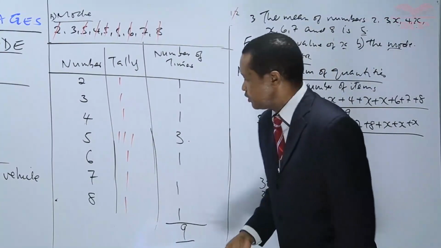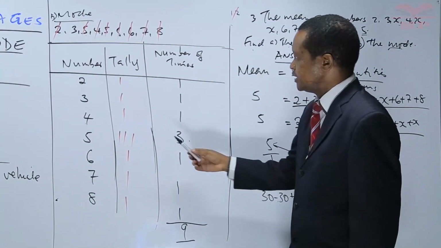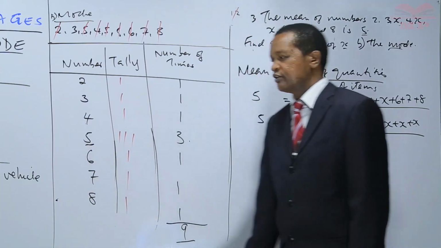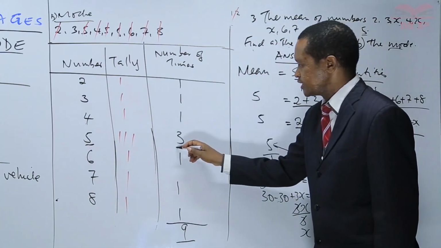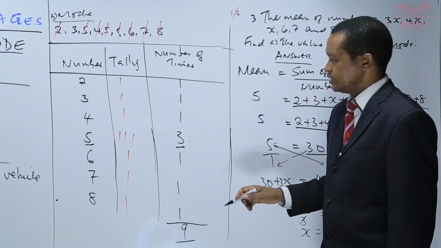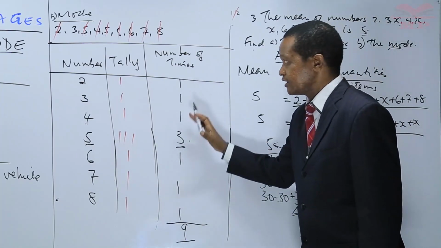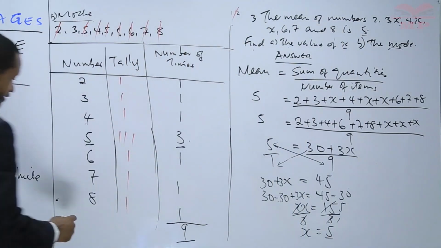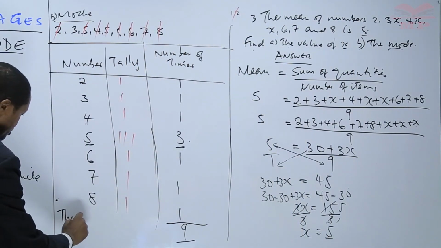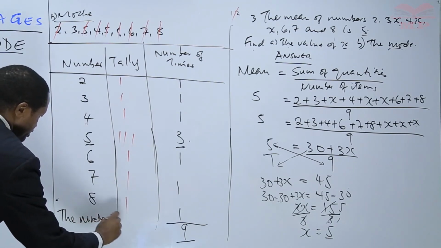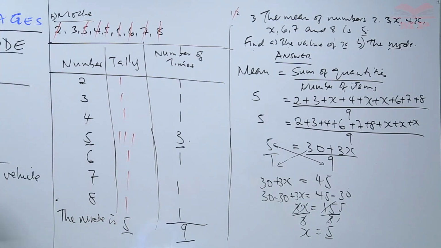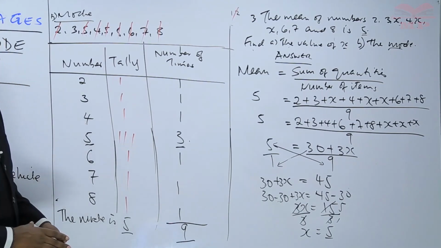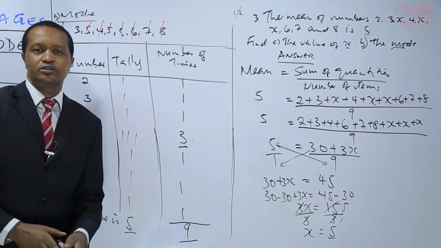So learners, what is the mode? The mode is 5. Why? Because 5 appears most of the times. It appears more times than any other number. So the mode is 5. Answer here, the mode is 5. So with that, learners, we will come to a close.